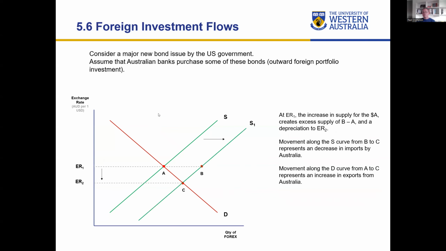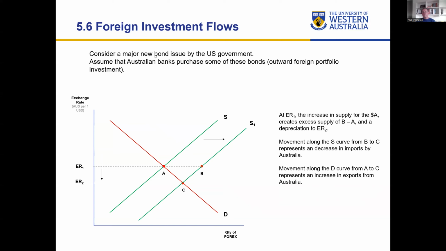Okay, let's do a similar sort of analysis, but we'll be able to do it quicker for a bond purchase. So we've got a major new bond issue by the US government. Remember, why does the US government issue bonds? It issues bonds whenever government spending is greater than taxation revenue. And bonds are used to borrow money to cover the difference between the government's high level of spending and its lower level of taxation revenue.